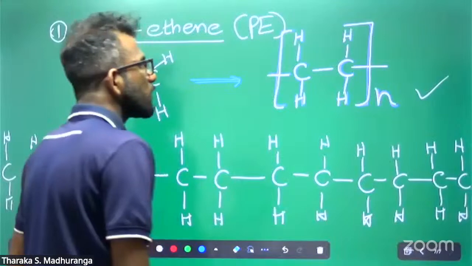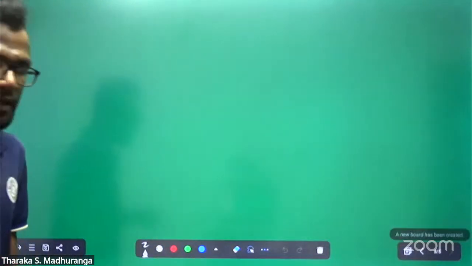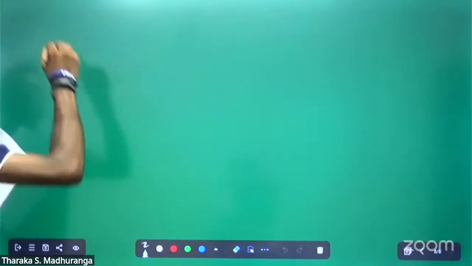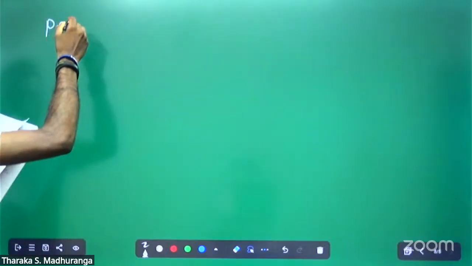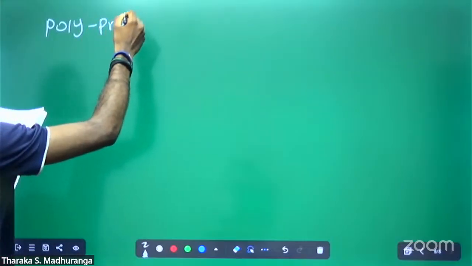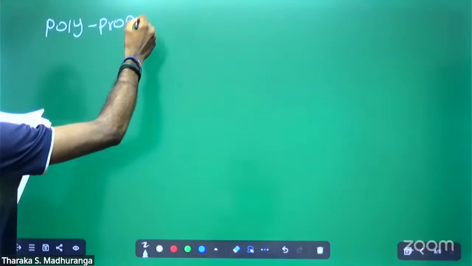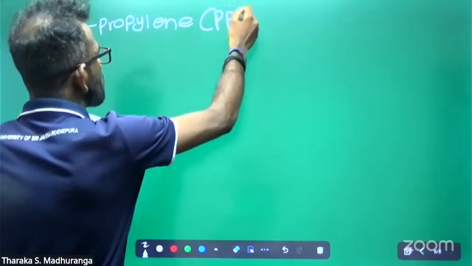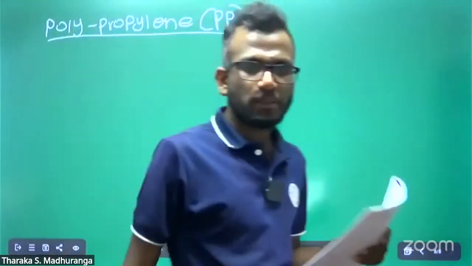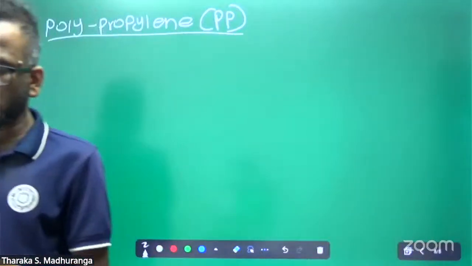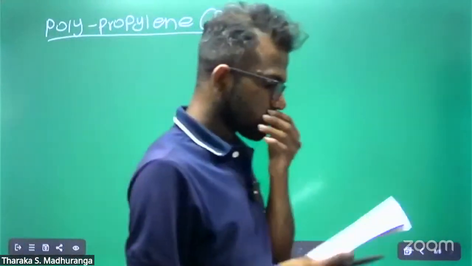Now we go into our second addition synthetic polymer, polypropylene, PP. Polyethylene is PE. This is polypropylene, PP.